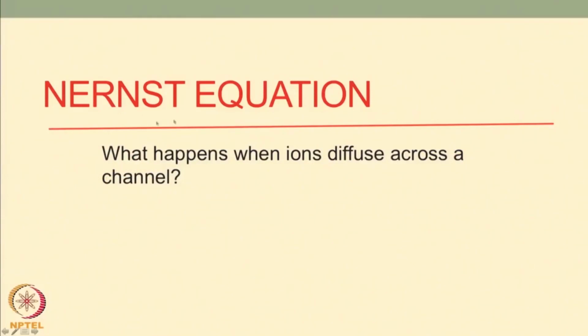The simple mathematics that we learned so far will be useful in deriving something which is very important, called the Nernst equation. So, today's topic is the Nernst equation, and what we will discuss is what happens when ions diffuse across a channel. This is the question that we will answer, in quotes, because we would do a toy model.